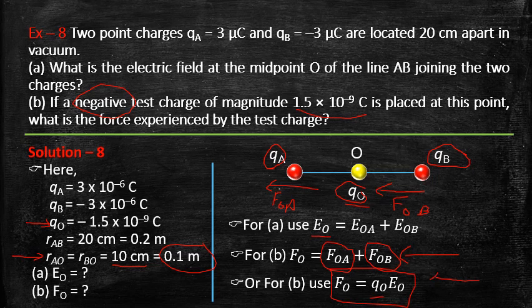Now this particular problem has many variations. So think of the possible variations. The charge values may be changed. Both charges may be negative. QA and QB both may be positive. QO may be a positive charge. Then in all these possibilities, how will the answers vary? That is also an interesting point to ponder over.